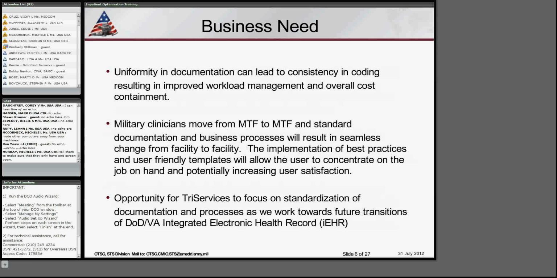And then we're also working with the VA, which is included in our standardization discussions, and so we're already working towards the transition of the DoD VA integrated health record. The VA has thousands of terms that they have standardized, so we're able to take some of those terms and implement them right now into our standard content, which is leading us down a road to have an easy transition to this IEHR.